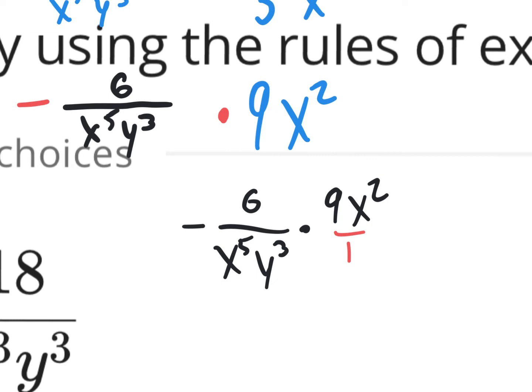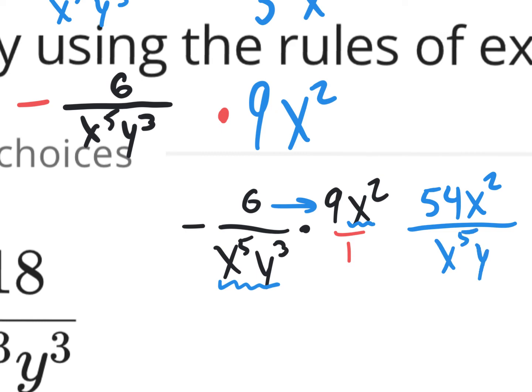Check it out. We have 6 times 9, that's 54. And then put that x squared right there with it. On the bottom, we have just the x to the 5th, y to the 3rd, x to the 5th, y to the 3rd. And this answer is negative, right? The answer is negative. Anyway, is there anything else I could do?